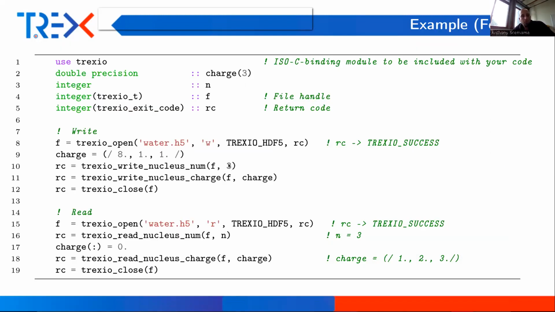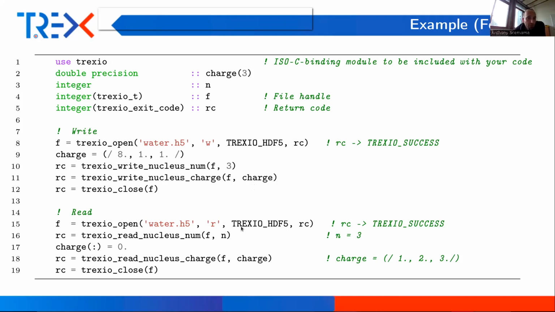So here I first write 3, and then I write this array. I'm not using the safe version of the function here, so the library is going to read the 3 elements of the charge array and write it in the file. But if I had made something wrong, if charge was too small, then I would go out of memory. So that's why you also have this safe API.